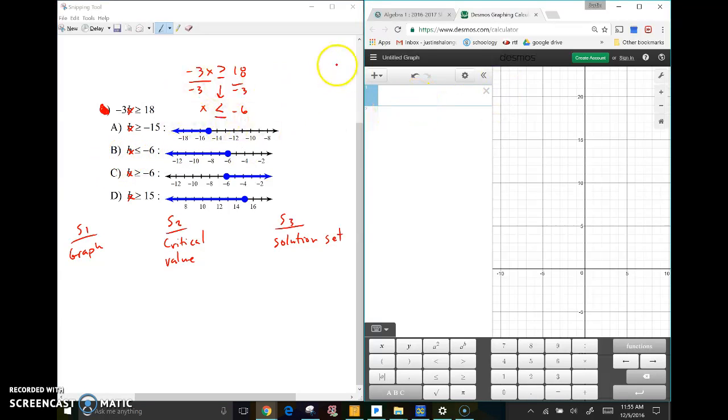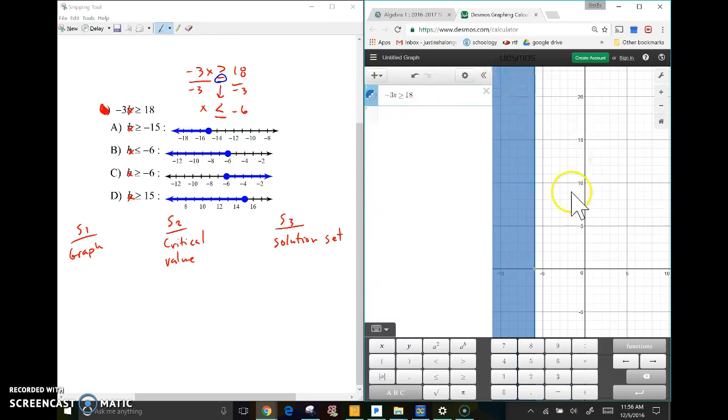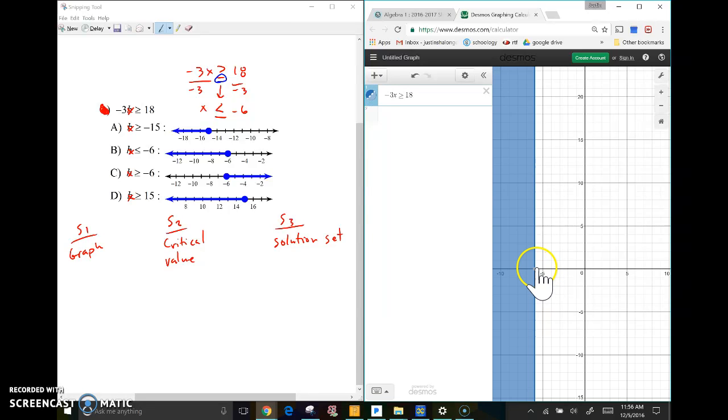But let's see what it looks like when we put it in the graphing calculator. So -3x is greater than, this one has the line under. You can see that this one has the line under. This is an equal to, so after I put in the greater than, I just type in the equal button, and it puts in that line. 18. So you can see here, if we're graphing this, we go to a critical point. Our critical point is -6, so x and -6, and our solution set, all these values that are to the left of -6, are values that are less than -6, so x can be values that are less than -6.